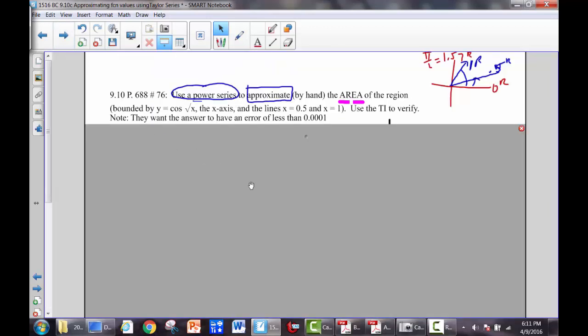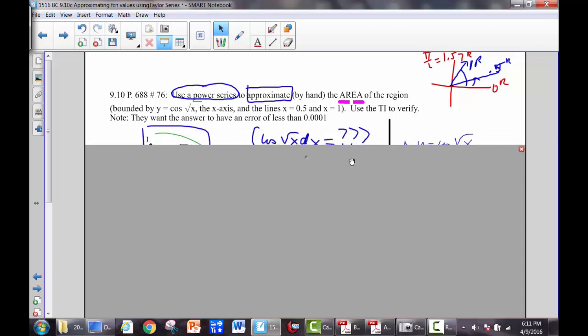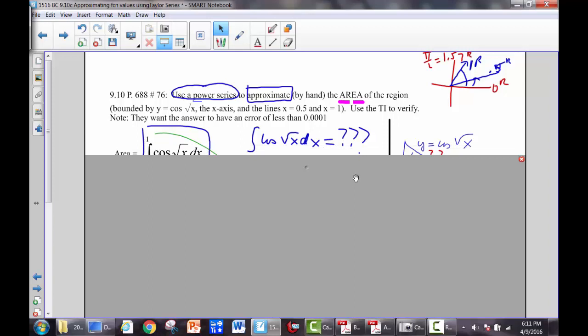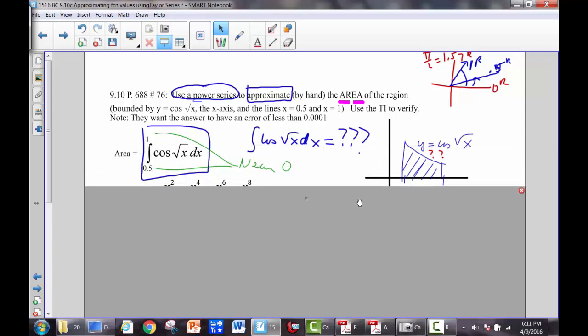Okay, number 76. Use a power series to approximate by hand the area of the region bounded by y equals cosine root x, the x-axis, and the lines x equals 0.5 and x equals 1. Use the TI to verify. And by the way, they forgot to tell you, but they want an error of less than 0.0001.